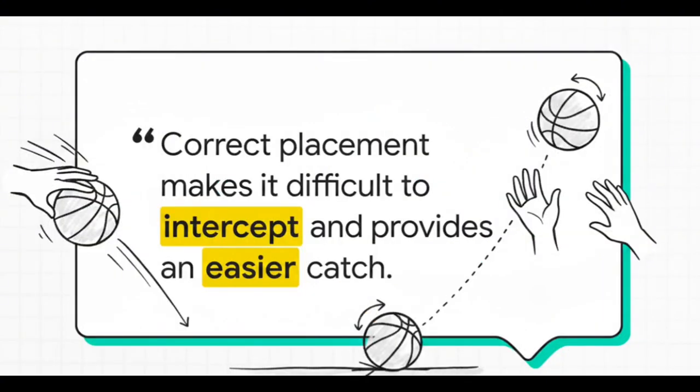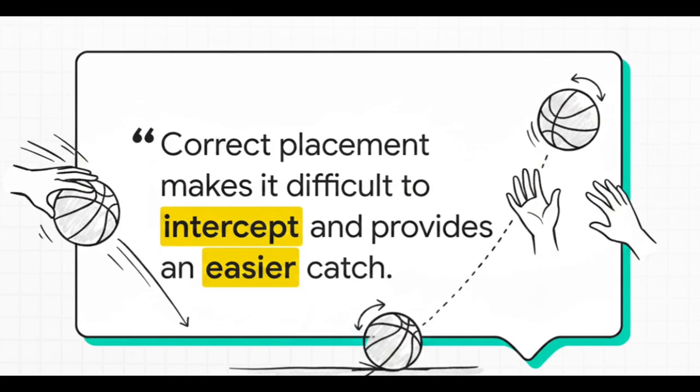Listen to this quote from the breakdown. Correct placement makes it more difficult for defenders to intercept while providing the receiver with an easier catch. That 2/3 mark, combined with the force applied and the backspin we got from the wrist snap, determines the flawless trajectory of the ball after contact with the floor.